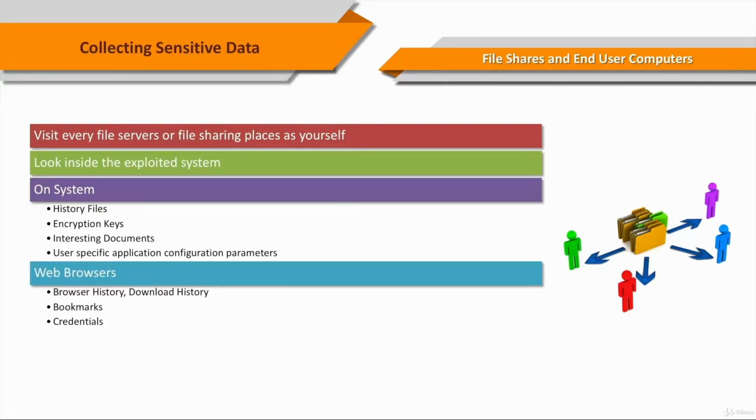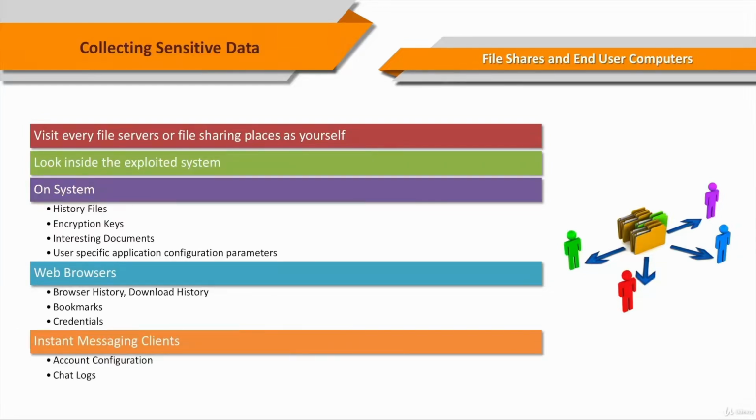Now, don't overlook web browsers. Information that can be gathered from web browsers that can be used to identify other hosts and systems, as well as provide information to further penetrate a client's network and hosts, are as follows: browser history, bookmarks, download history, credentials, proxies, plugins and extensions, instant messaging clients.